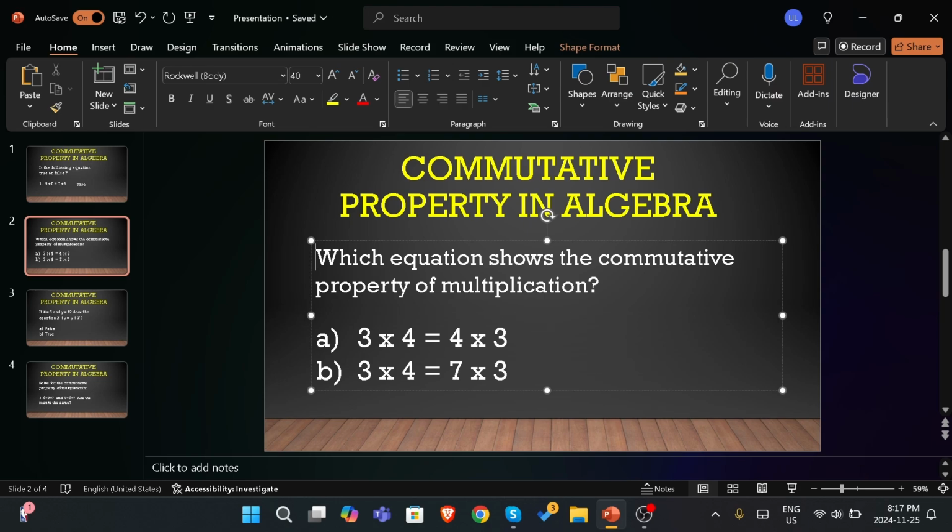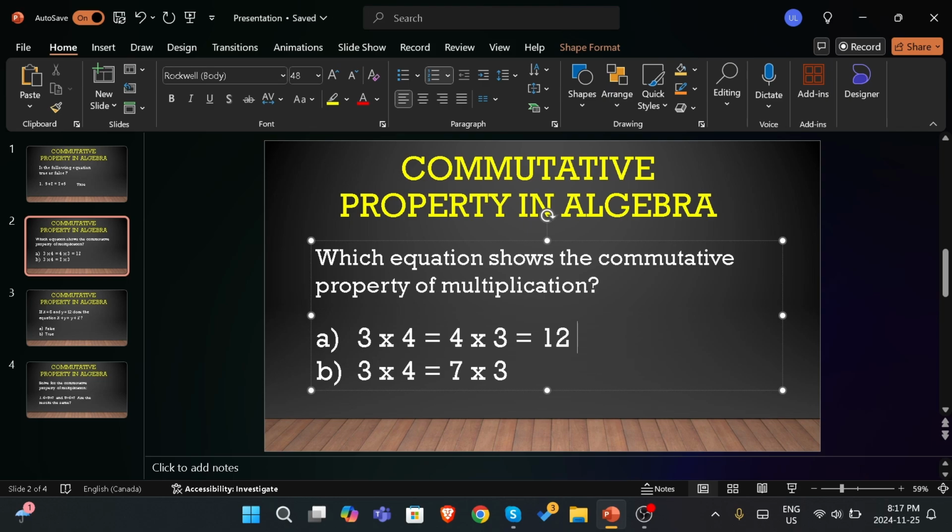So A, 3 times 4 is equal to 4 times 3. So remember, the commutative property is basically like it gives the same results, but the numbers are inversed. So basically what I'm trying to say here is 3 times 4 and 4 times 3 would give the same result. And B is 3 times 4 is equal to 7 times 3. So now let's solve these. So 3 times 4 is actually 12. So we're gonna determine which one is it, A or B?